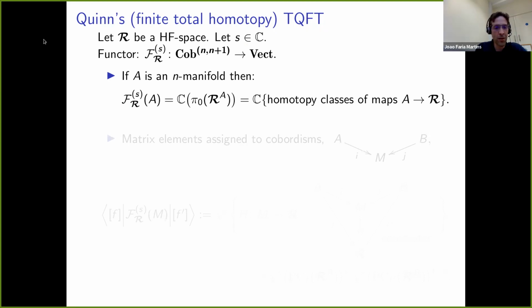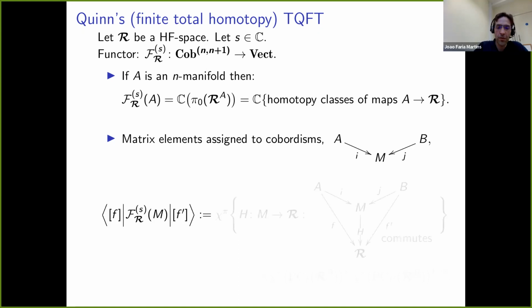So another way to see it is the set of homotopy classes of maps from the manifold A into my homotopy finite space R. And then I need to linearize and consider the free vector space over it. And by the way, this is a finite dimensional vector space because R was a homotopy finite space, and therefore the function space is homotopy finite, and therefore has a finite number of path components. And then I need the matrix elements which I assign to cobordisms.